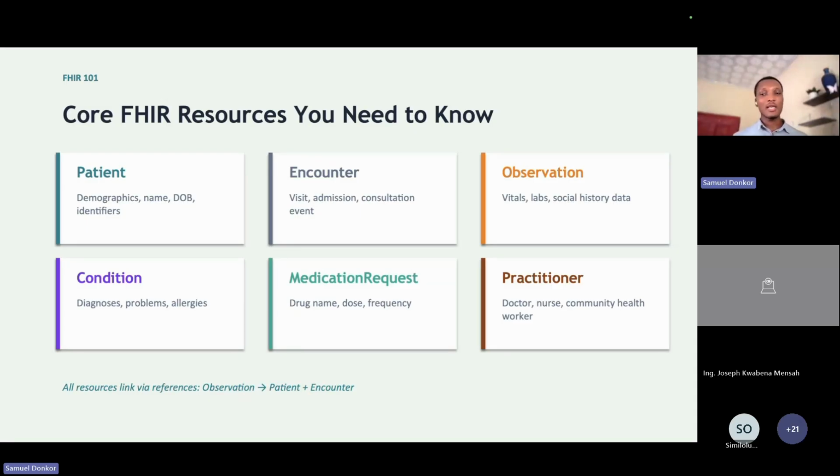And then the last one is the practitioner. So which clinician actually had a consultation with them, which nurse took their vitals, which doctor were they in consultation with, or which community health worker took their data, right? So all these are interlinked with each other. If you think about FHIR, it's just resources, but every single bit has the type of information they collect or what is represented in it.